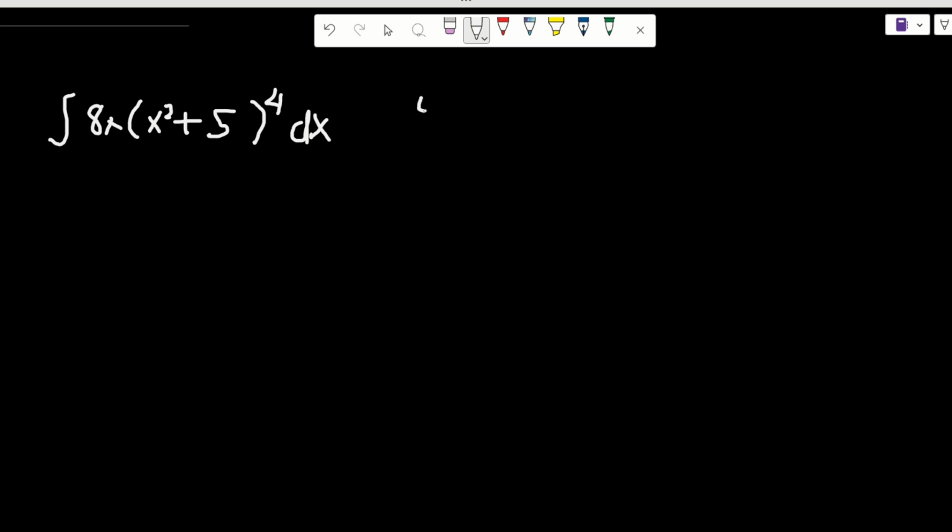So let us use u equal to x squared plus 5. Now that we already have the value of u, we will get its derivative, which is du. The derivative of x squared plus 5 is simply 2x times dx.